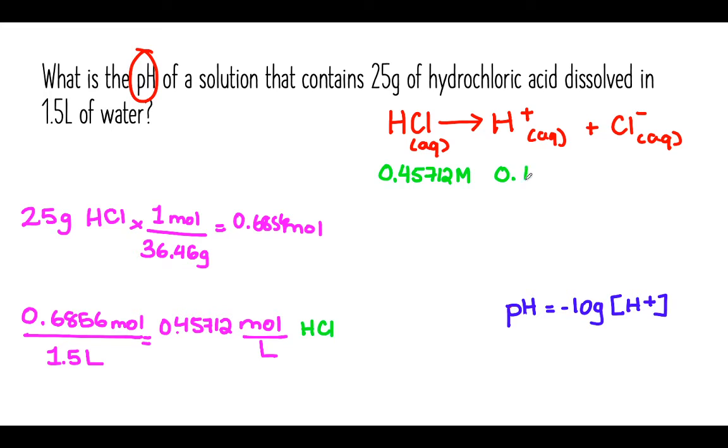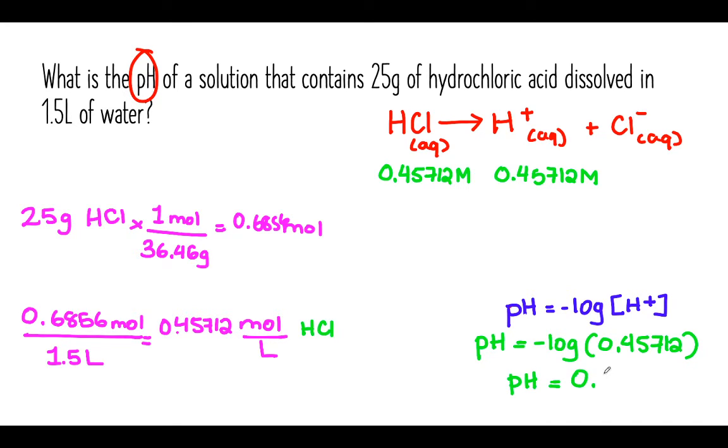And it is a 1-to-1 ratio. What I mean by that is that for every 1 mole of HCl, I'm going to have 1 mole of H plus. Because that is the case, I can then use that to find my concentration of H plus. In this case, pH is equal to the negative log of 0.45712. If I solve for this, I'm going to get a pH of 0.33. Notice that there are 2 significant digits in my question, so my answer is also going to have 2 significant digits.